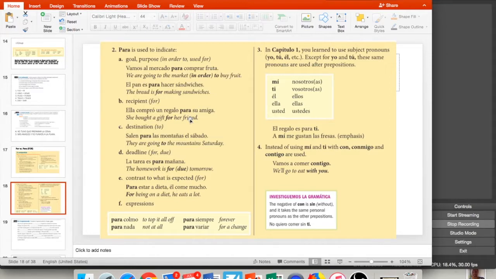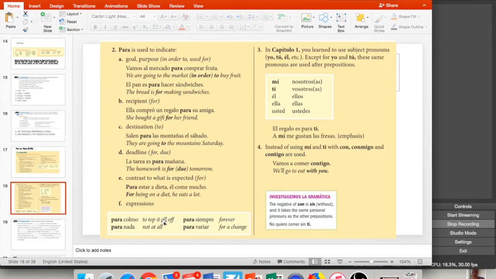So para siempre, translates as forever. Para colmo, to top it all off, or my favorite, para nada. So if you really don't like something, you say, no me gusta para nada. I don't like it at all. No me gusta para nada. Or para variar, for a change. So all of these are here for you.